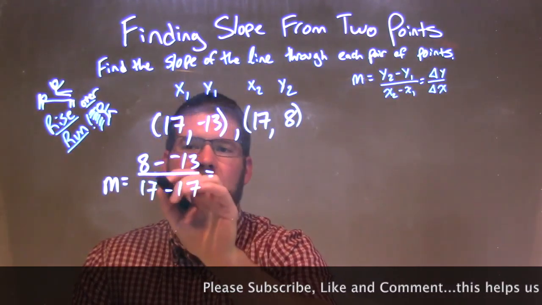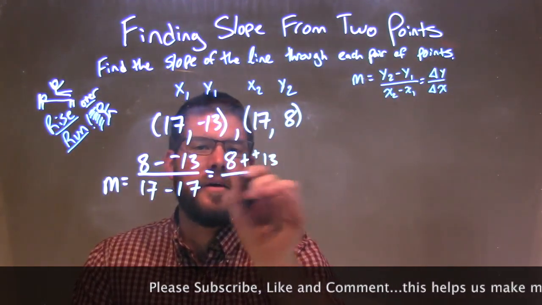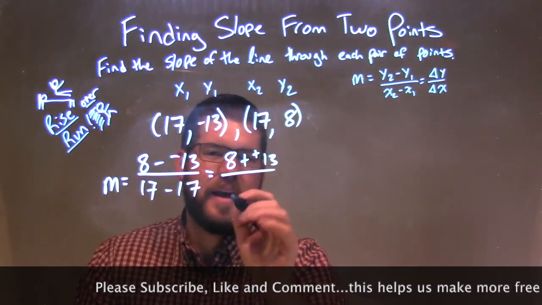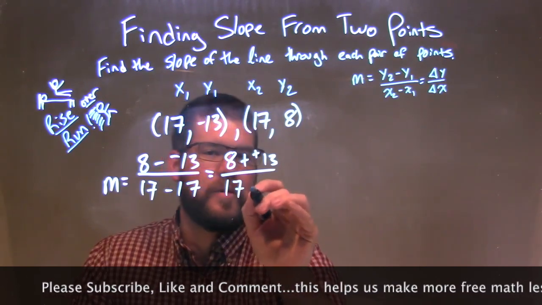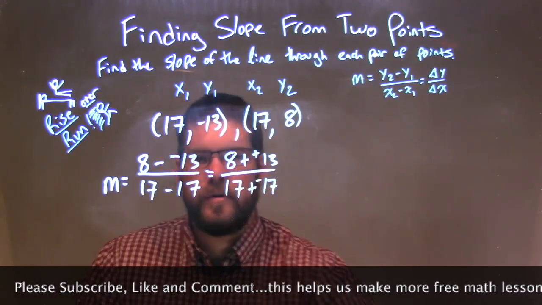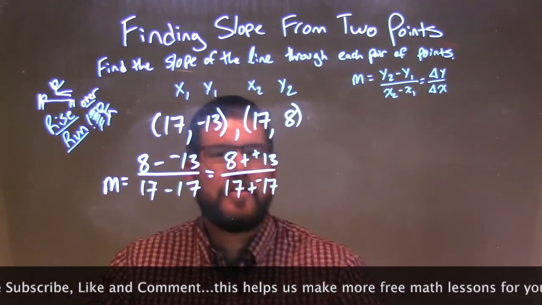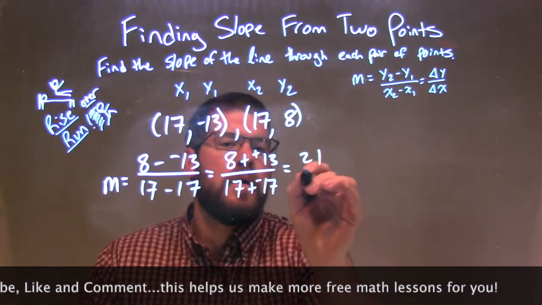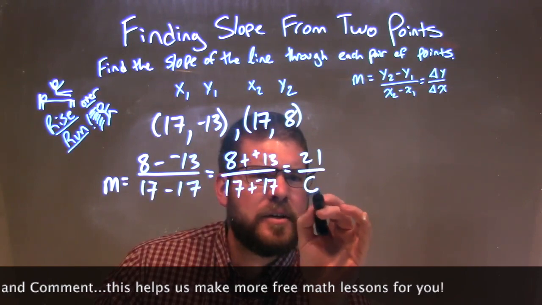Okay? Now this 8 minus a negative 13, I can write as 8 plus a positive 13, right? Two negatives make a positive there when we subtract them. Subtracting negatives, adding a positive. And we have 17 minus 17, you can leave it like that, or you can write it as plus a negative 17. Up to you, it really doesn't matter. Well, 8 plus a positive 13, that's a good old, what is it, 21? Over 17 plus a negative 17, which is 0.